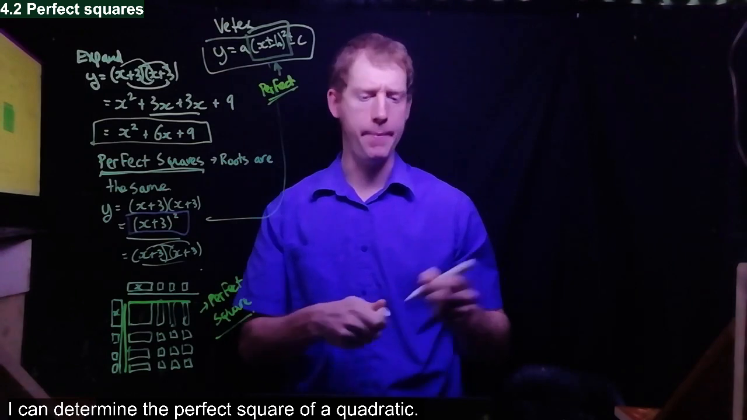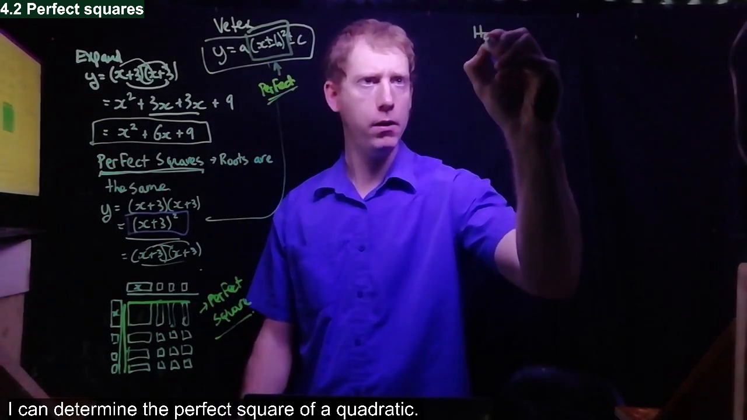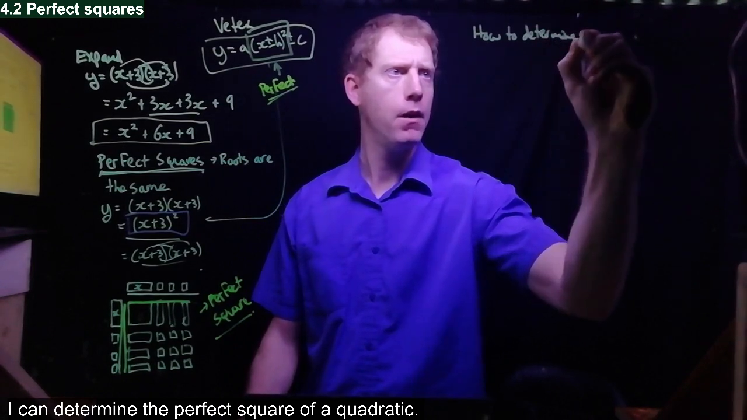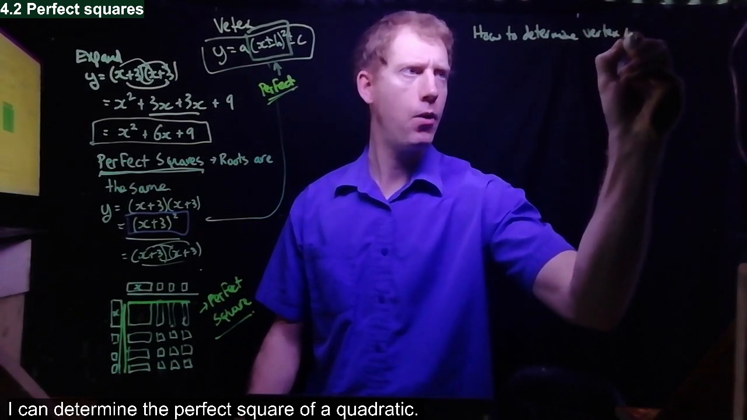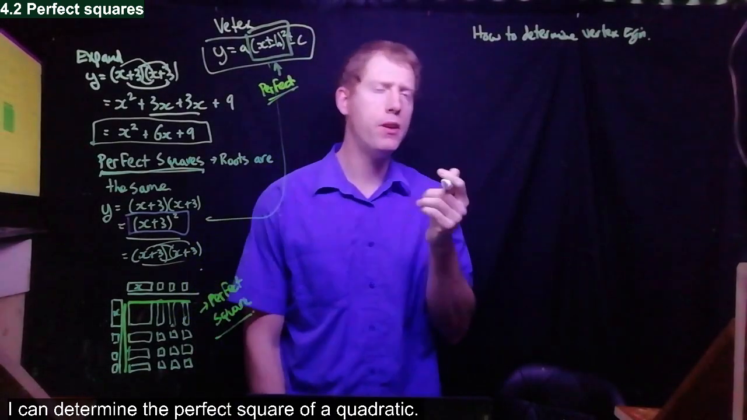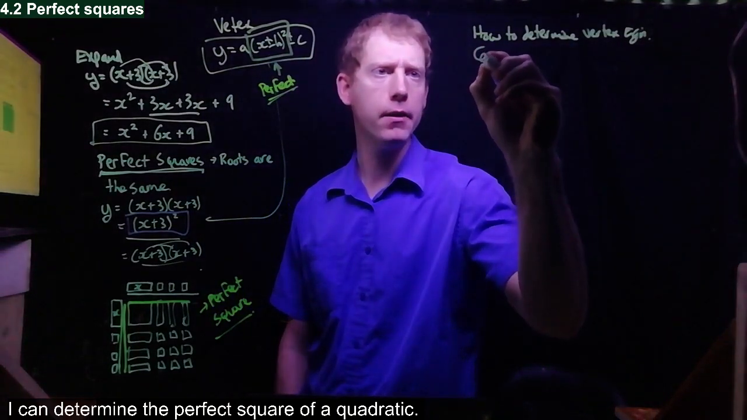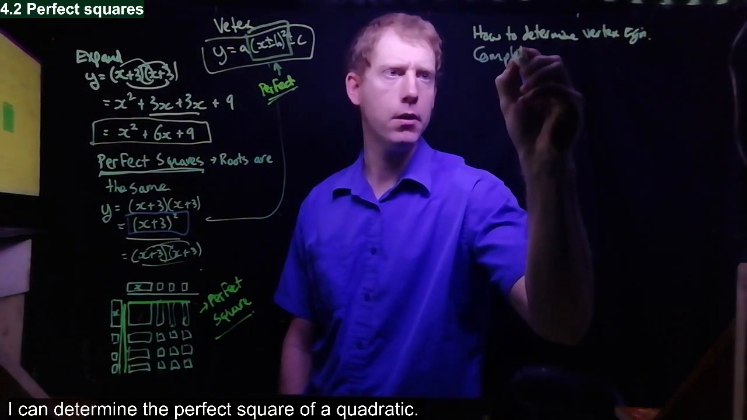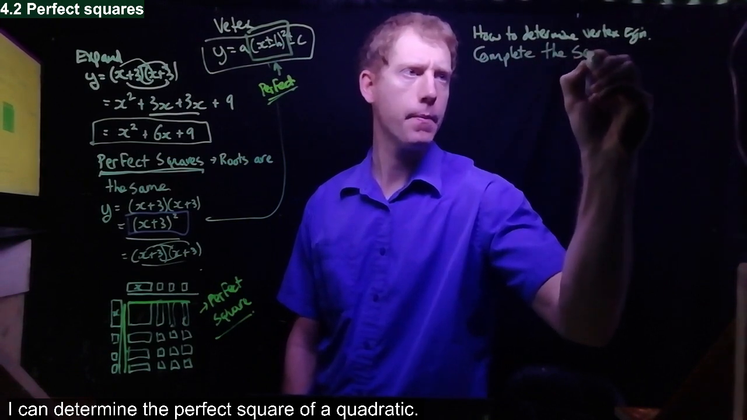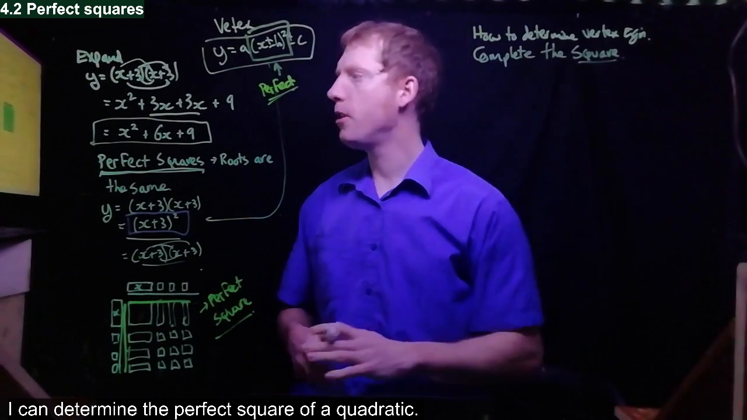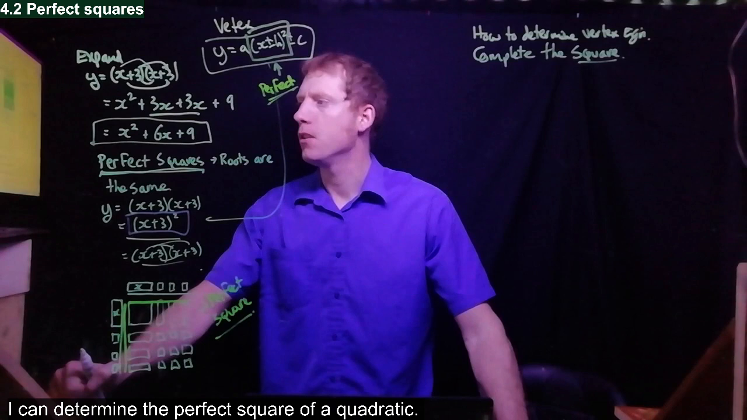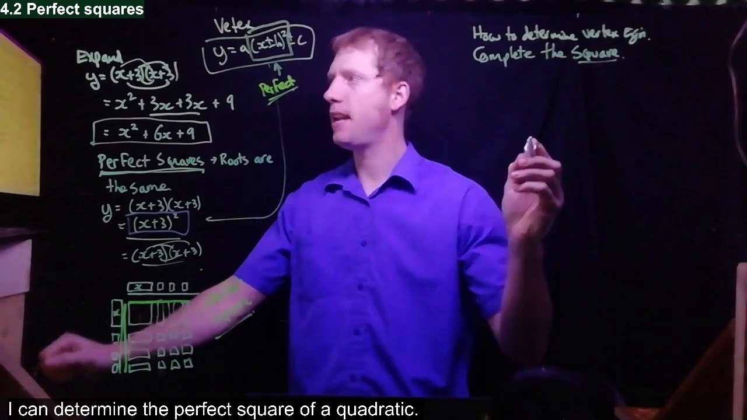So how can I do that? How to determine the vertex equation? To determine the vertex equation, what we can do, there's a procedure called completing the square. Completing the square will enable us to get this form, okay? So let's have a try here. Here's an example.